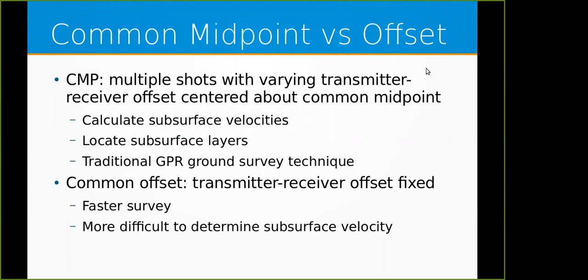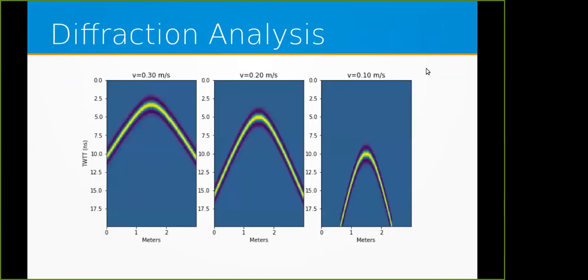But there's less information included in the data. You don't get direct information about the subsurface velocity. And this is a problem when we're talking about snow, because the snow traits can be inferred from the velocity. But we can use diffractions that are present in common offset data to get some idea of what the snow velocity is, at least in particular locations where there are diffractions.